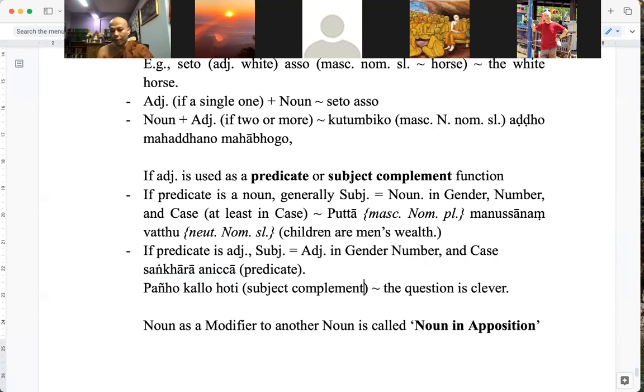So the question is clever. Okay, in this way. Okay, before going to the other information, any question about this one?